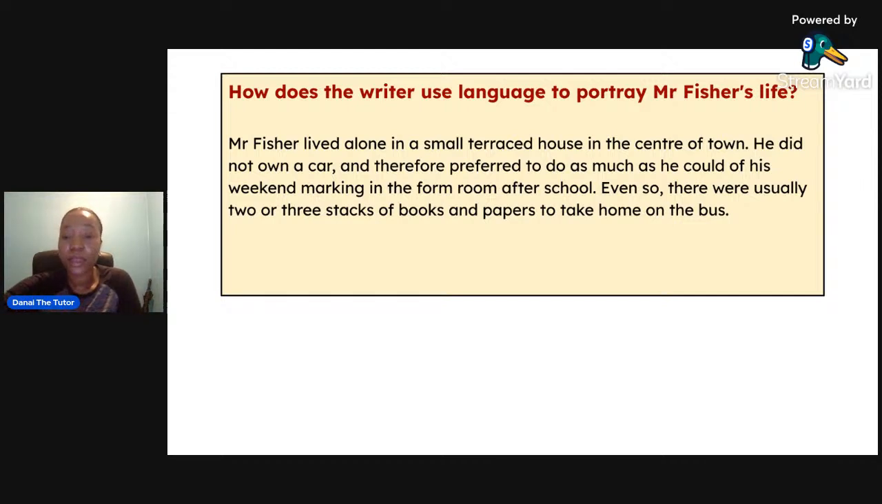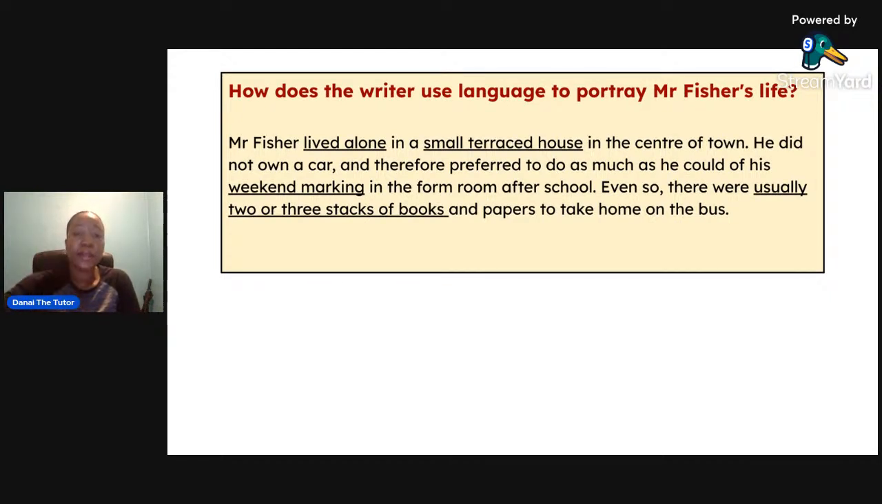Okay, so I'll show you what I've got. Again, this is an example. So he lived alone. We're told that he lived alone. He lived in a small terraced house. He did not own a car. Good. I didn't underline that one, but that's a good one that you could have. I underlined weekend marking and then usually 2 or 3 stacks of books.